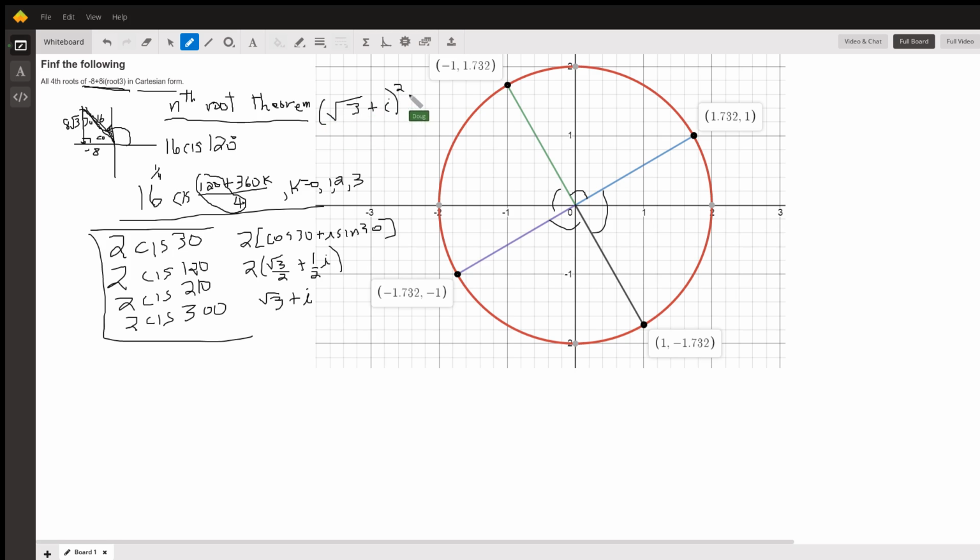Or say, well, I'm going to square it once, and whatever result I get, I'm going to multiply that times itself. So what is radical 3 plus i, the quantity squared? Well, it's 3 plus 2i radical 3, I'm squaring a binomial, plus i squared, but i squared is -1. So it's 2 plus 2i radical 3.